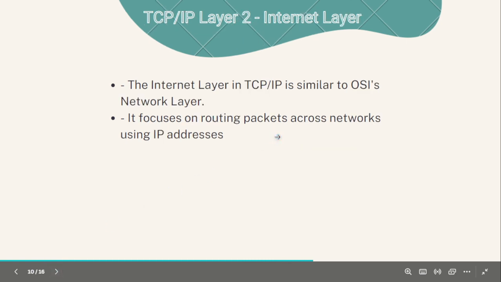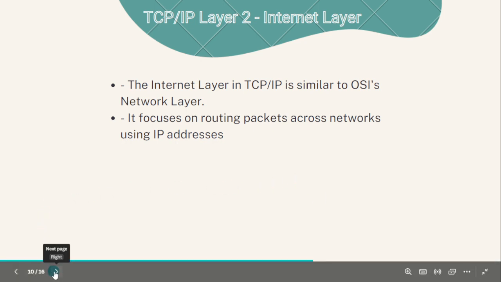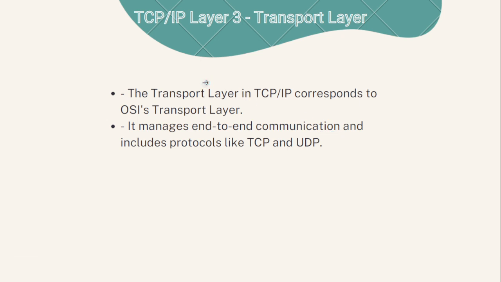The second layer in the TCP/IP is the internet layer. The internet layer in TCP/IP is similar to the OSI network layer. It focuses on routing packets across networks using IP addresses. The third layer in the TCP/IP is the transport layer. The transport layer in TCP/IP corresponds to the OSI transport layer, that is, they are similar. It manages end-to-end communication and includes protocols like TCP and UDP.